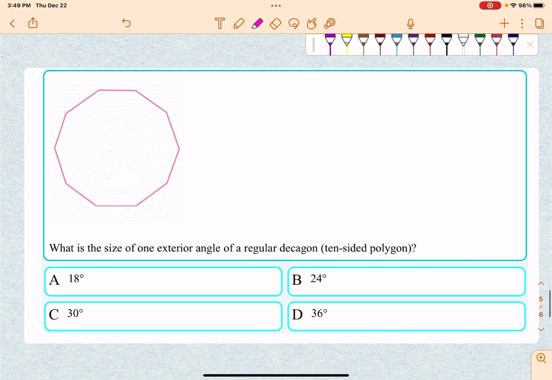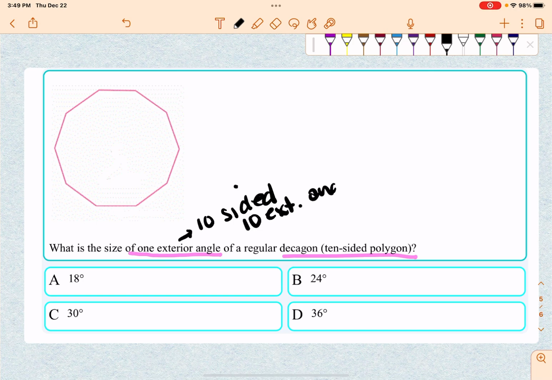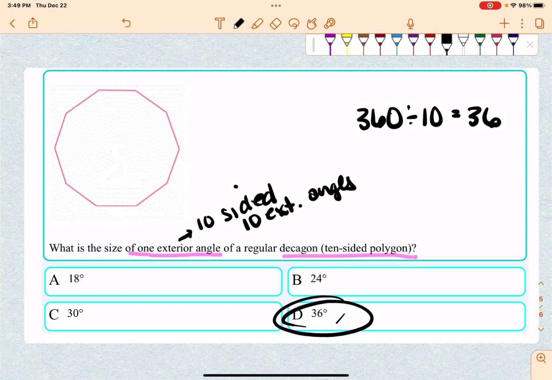So here is a decagon, which is a 10-sided figure. It wants to know the size of one of the exterior angles. So first of all, it is 10-sided, which means it has 10 exterior angles. So if I take 360 and divide it by 10, it's going to be 36. So it's 36 degrees for one angle. All of them are the same when they're talking about this because it's regular.